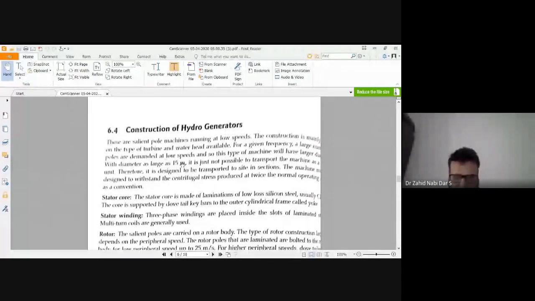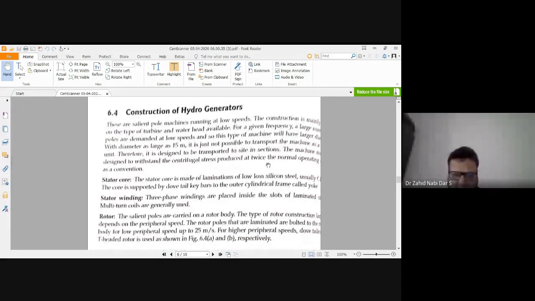It is not possible to transport the machine as a unit. Therefore, it is designed to be transported to site in sections. You cannot carry it at one time, so you have to take it in parts and assemble the parts on site. The machine is designed to withstand the stress produced at twice the normal operating speed as a convention.